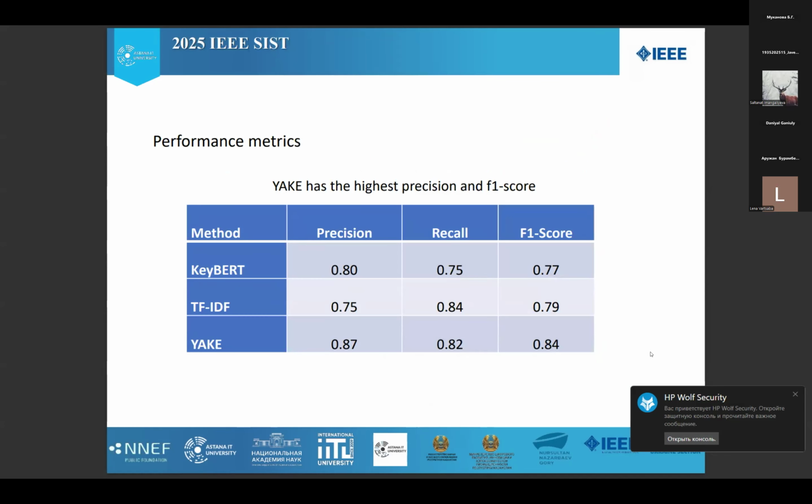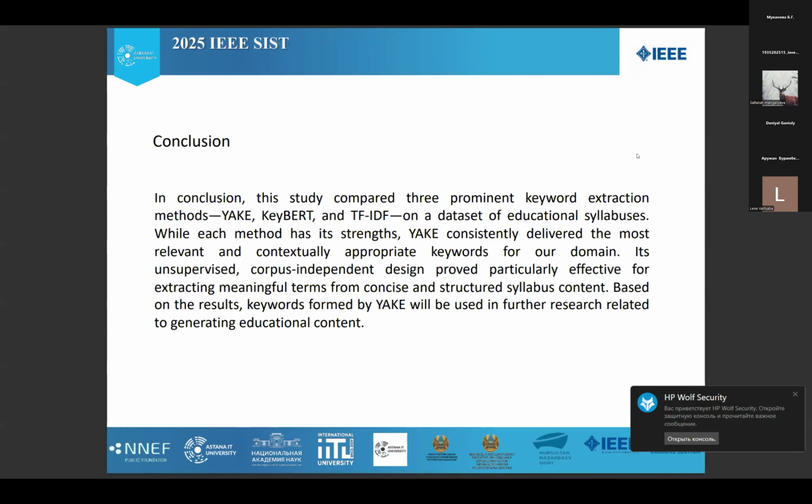And here are the performance metrics. Here we can see that in terms of precision and recall, KeyBERT is the tool that has great results. And the conclusion is that we will use this tool for the further steps of our research, to generate educational content based on the list of keywords that we get using this algorithm. Thank you for your attention.